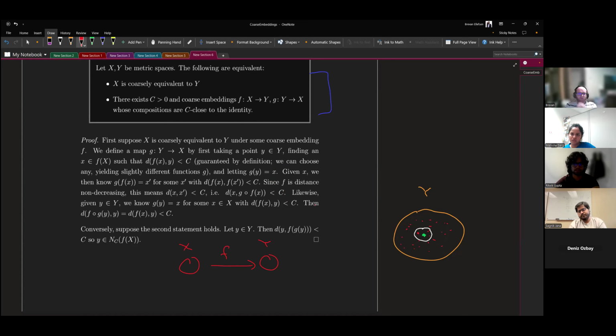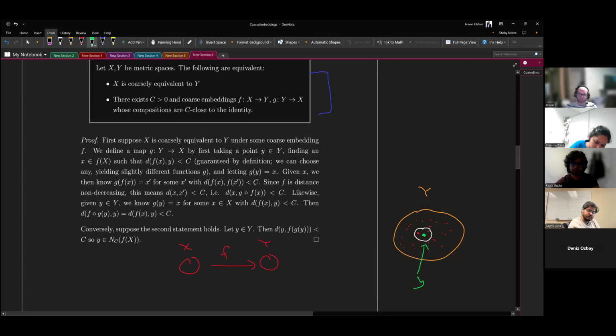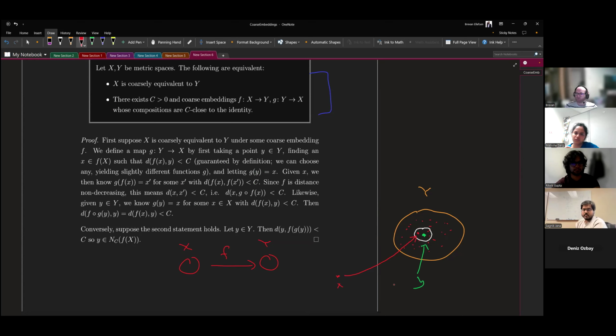Okay. So we know we can choose a point. Given a point y, this green point, this green point here is the point y in our proof. And some pre-image of it is x. So we know that there's some little x over here that gets mapped to this red point, some red point within this region. And we define the pre-image of y to be x under this map G. So G takes y to x.